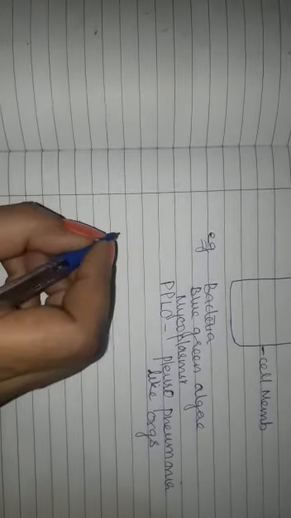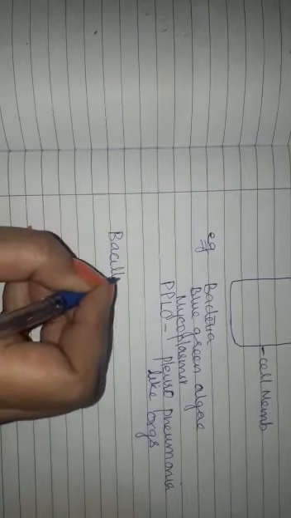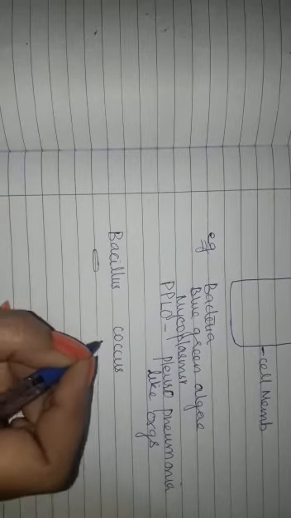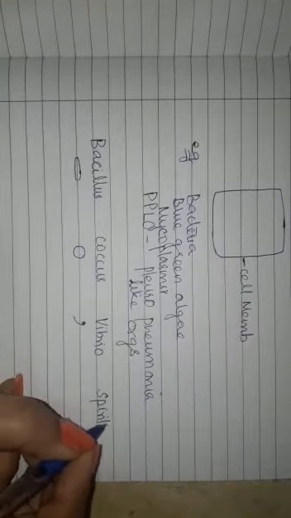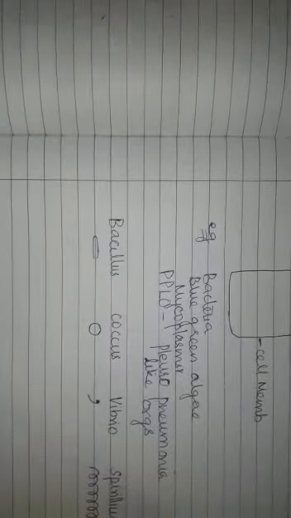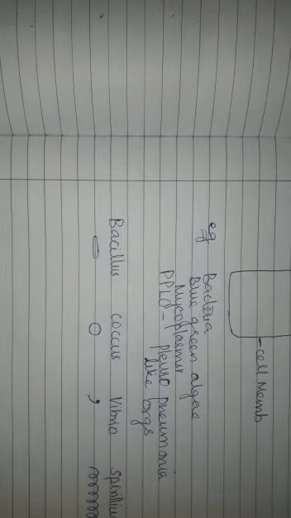Now, depending upon the shape of prokaryotic cells, the bacteria can be bacillus, the rod-shaped bacteria. Coccus, that is the spherical bacteria. Vibrio, that is the comma-shaped bacteria. And the spirillum, that is the spirally coiled bacteria. Let us see the various shapes in detail. Depending upon the shape, the prokaryotic cells are of various types.